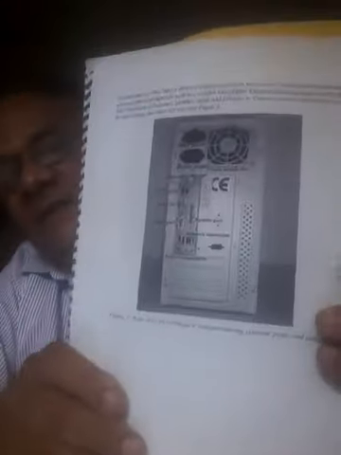This is the rear part of the case, and the power supply unit. This is the power supply unit, and floppy disk drives, CD-ROM, DVD drives, expansion slot, data cable. These are the main items of the computer system.